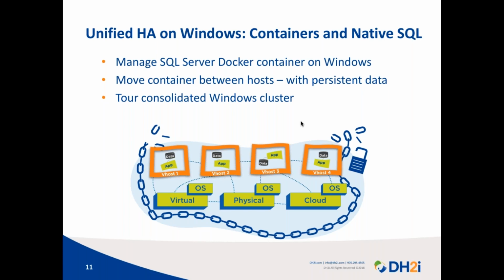So manage a Docker container on Windows, move it between hosts, so do that simulated high availability motion to move that container between the two nodes in my cluster. And with that persistent data, so the data will follow the container. Again, very, very important for production stateful applications.